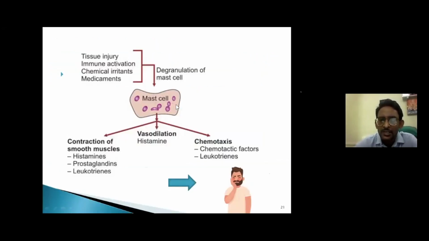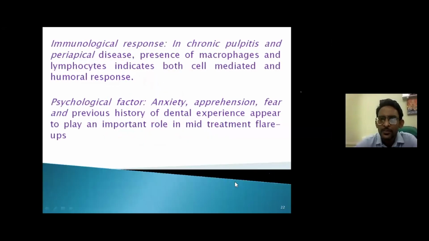The mast cell on degranulation due to tissue injury, immune activation, chemical irritant, and medicament causes the release of histamines, prostaglandins, leukotrienes, and various chemotactic factors which cause the pain. Immunological response in chronic pulpitis and periapical disease, presence of the macrophages and lymphocytes indicates both cell-mediated and humoral response.